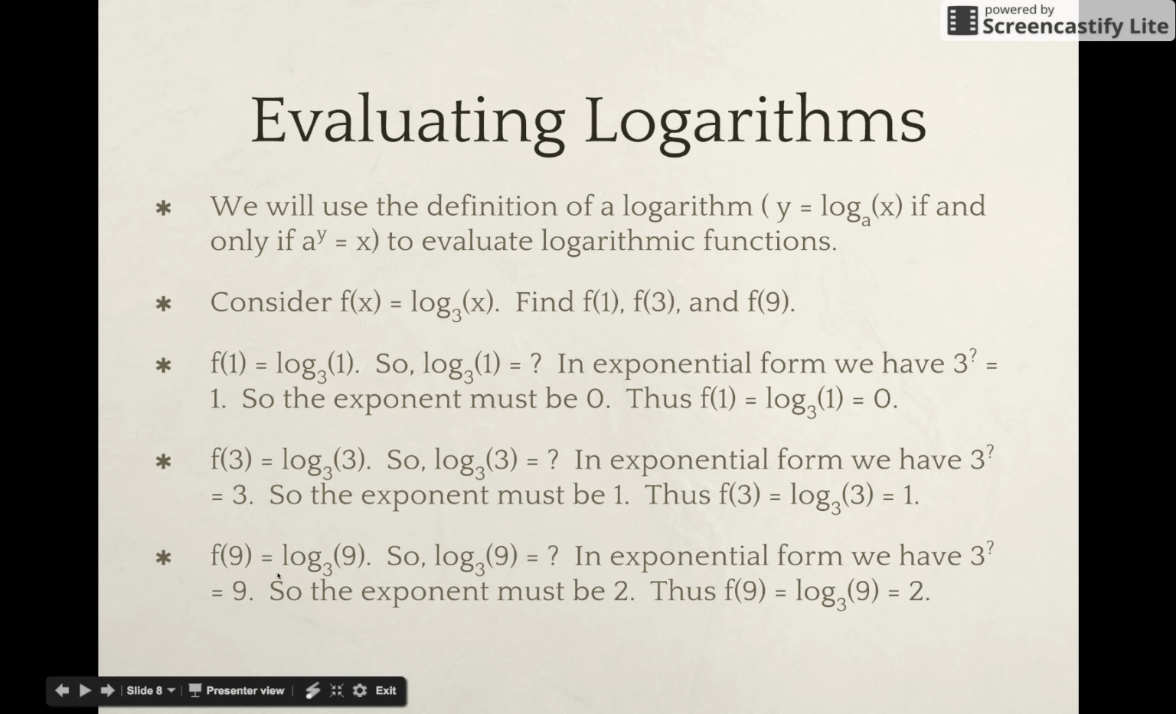To find f of 9, we have the statement the log of 9 with the base of 3. We need to know what that's equal to. Converting to exponential form, we have 3 to some unknown power is equal to 9. Thinking about exponents, we would arrive at the conclusion that it must be 2, because 3 squared is equal to 9. And so f of 9 is equal to 2.